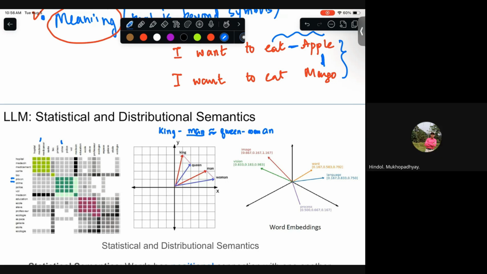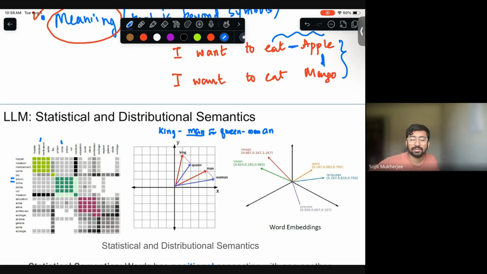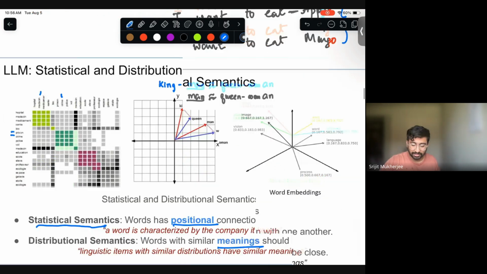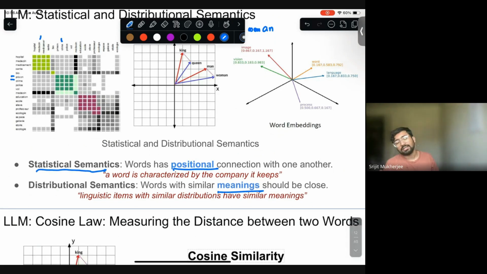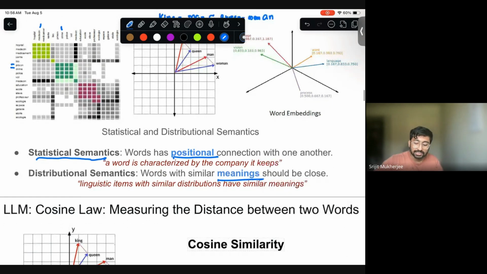This relationship cannot be captured by just position, right? Do you understand what I mean? So this is meaning. This is called distributional semantics. I forgot the name of the person who did it. I'm sorry, but essentially, statistical semantics is nothing but a word is characterized, the mathematical expression of a word is characterized, by the company the word keeps. That means the position. And linguistic terms with similar distributions have similar meanings.